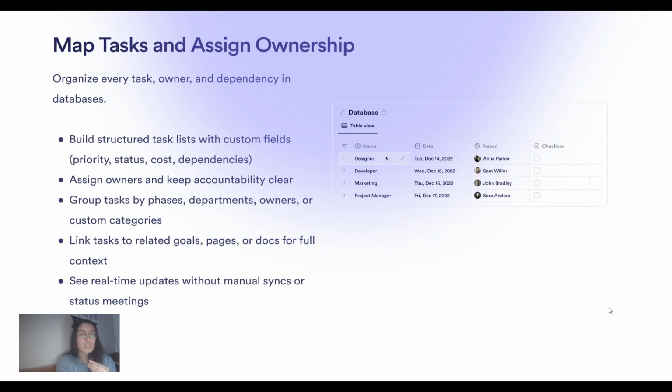For example, you can create an item within a database, and that is called track marketing campaign, and you can group the different tasks and show what's in progress, what's stuck, what's done, and what's pending review.